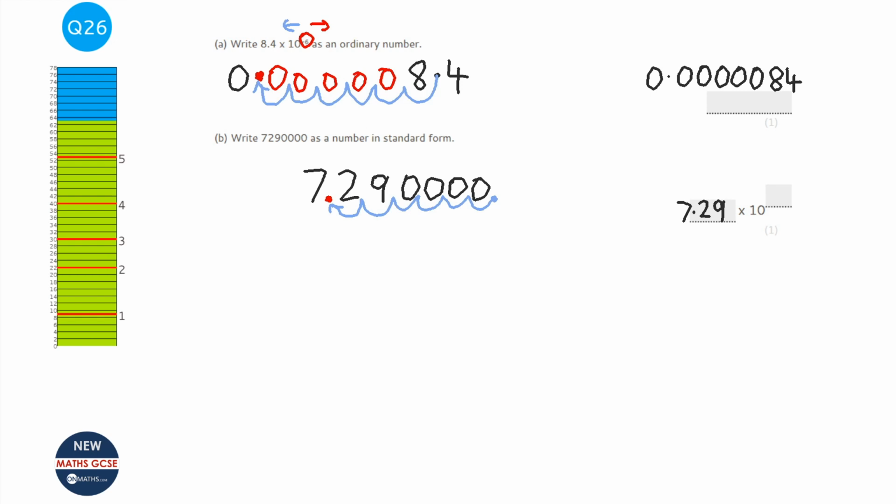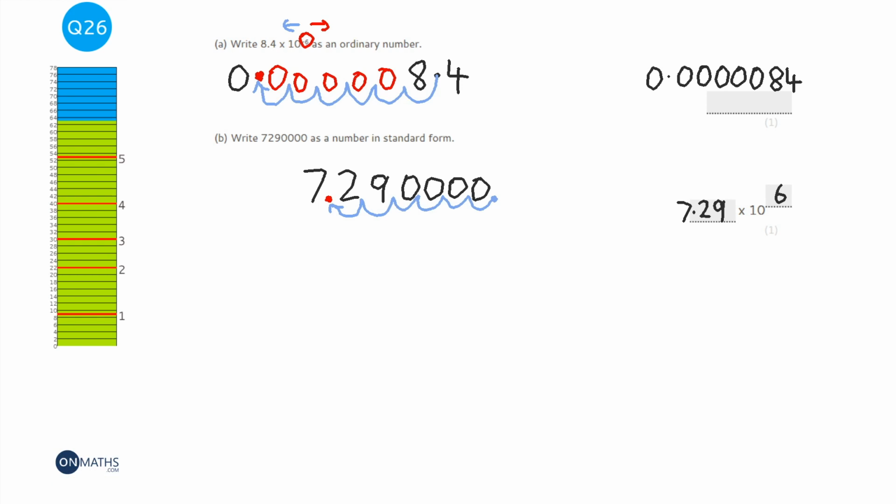Now here we did have a big number, so it's going to be +6. On the previous one, we had a small number, 0.00084. I don't know if I said the amount of noughts that were there, and you can see that the power in the question was negative. So negative power of 10 is really small number, positive power of 10, really big number.